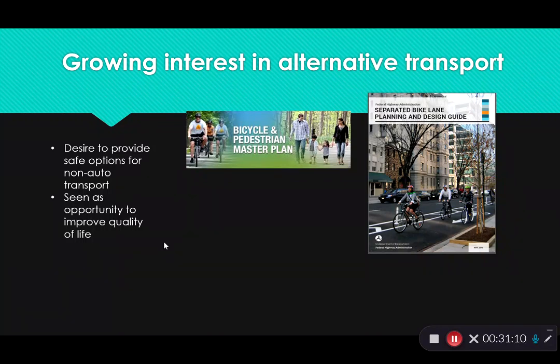So here we're seeing this example where transportation improvements are tied to quality of life, social improvements, and economic development. So you can kind of start to see some of those pillars, the 3 pillars of sustainability working together through bike and ped improvements.